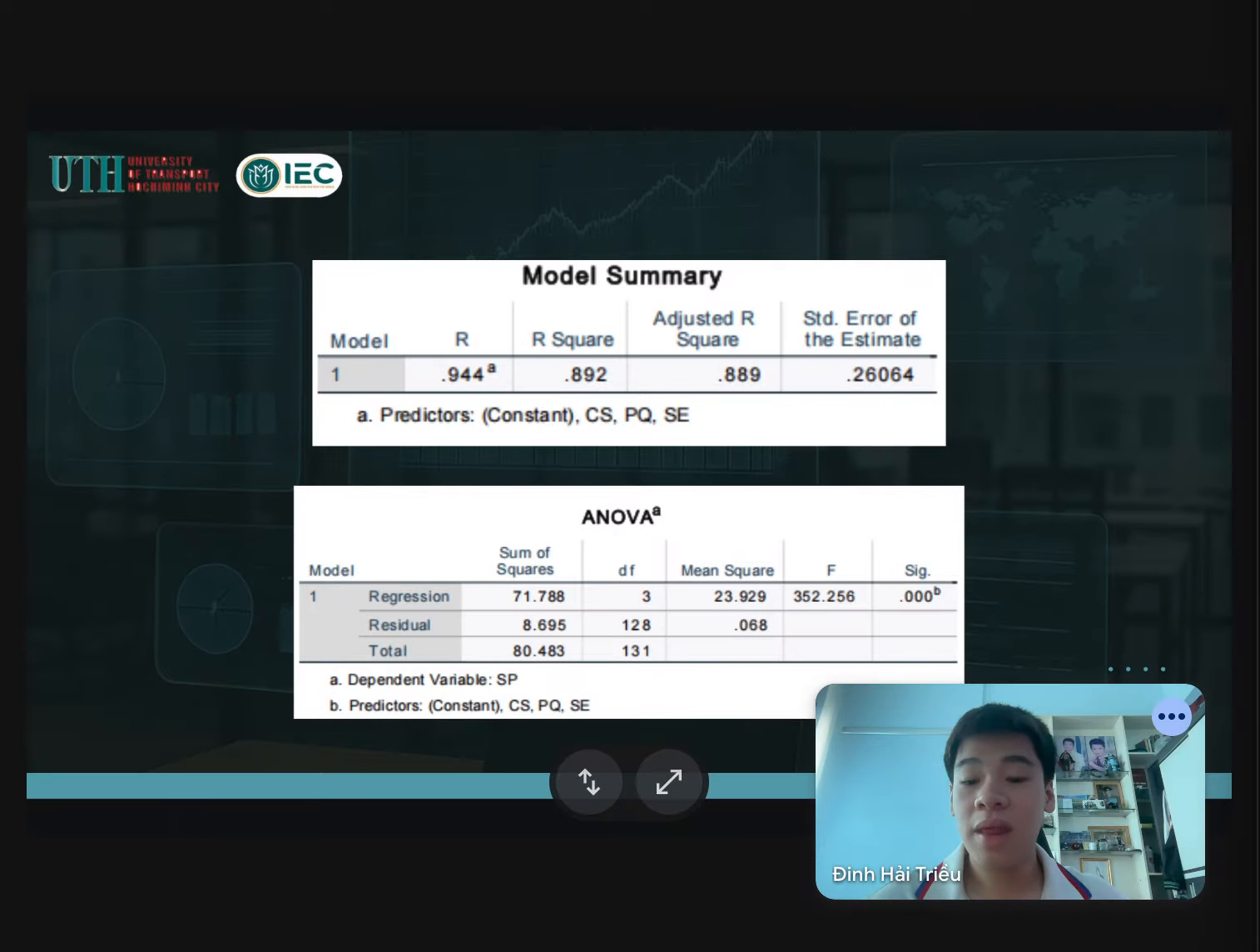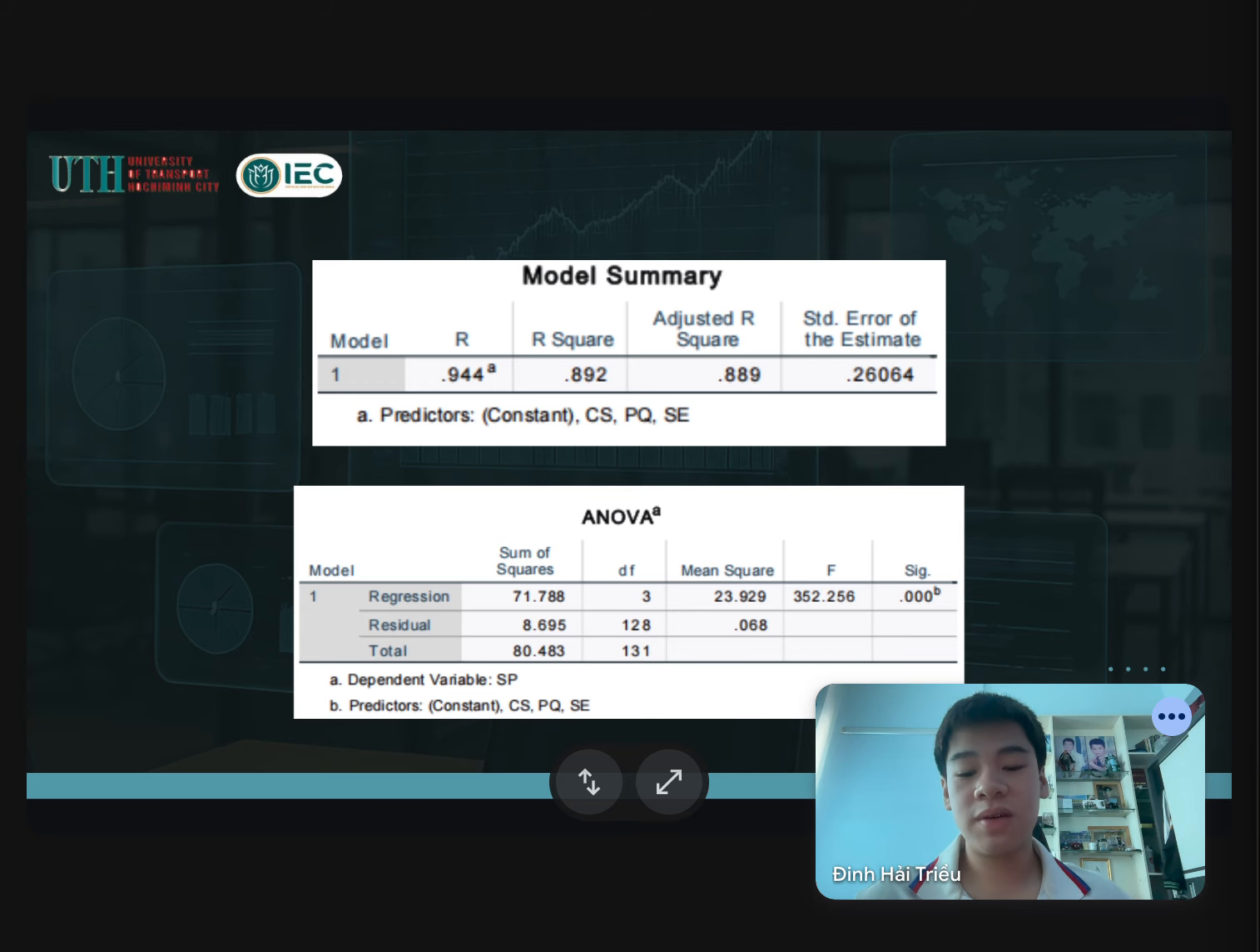Now, let's move to the statistical analysis, which is multiple regression. The objective of regression analysis is to determine whether the independent variables significantly influence the dependent variable and to measure the strength of these relationships. In our research, the dependent variable is service performance, while the independent variables are product quality, service experience, and customer satisfaction.